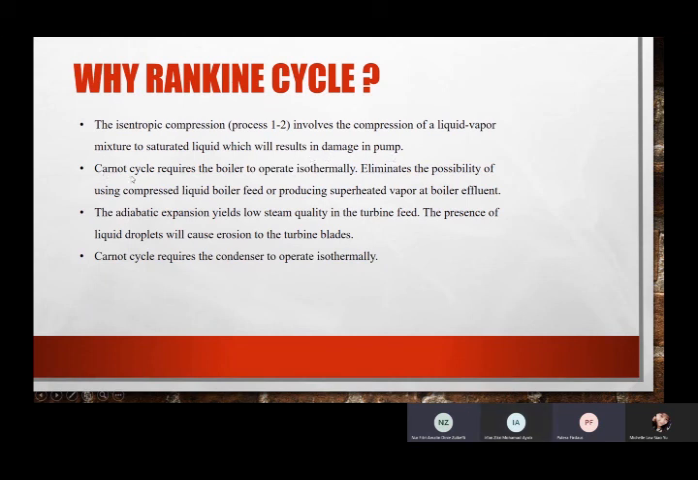Secondly, the Carnot cycle requires the boiler to operate isothermally. The isothermal heat transfer eliminates the possibility of using compressed liquid boiler feed or producing superheated vapor at the boiler effluent. Thirdly, in the turbine, the adiabatic expansion yields low steam quality in the turbine feed. The presence of liquid droplets will cause erosion to the turbine blade. Moreover, the Carnot cycle requires the condenser to operate isothermally. This means that we cannot allow the turbine output to be a superheated vapor, or this will cause damage to the turbine. Therefore, the Rankine cycle is used to avoid all of these problems.